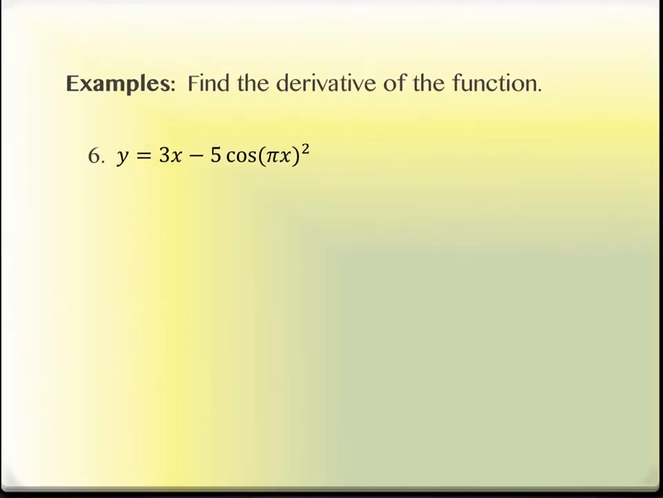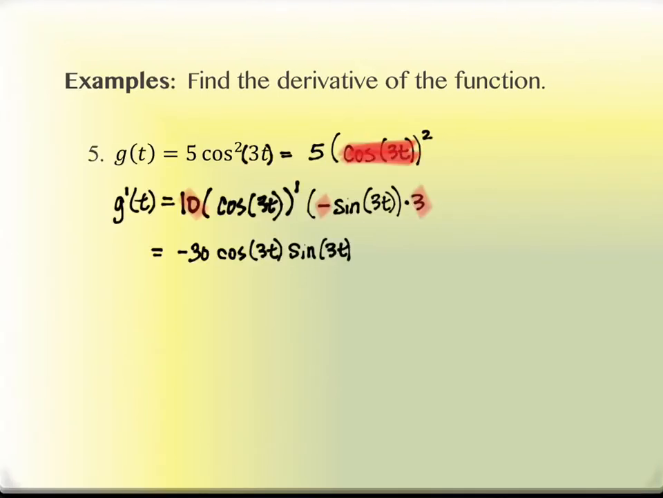We have this function. I specifically do this example because I want you to pay attention to where the squared is. What's squared? Pi x. Over here, what was squared? Cosine. You need to be very careful, right? The location of the square matters. It changes things quite a bit.